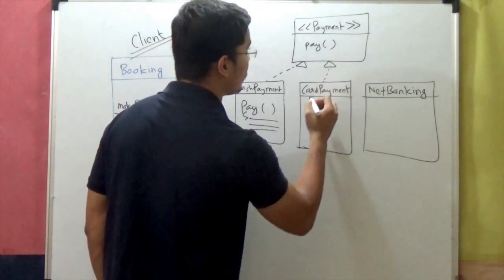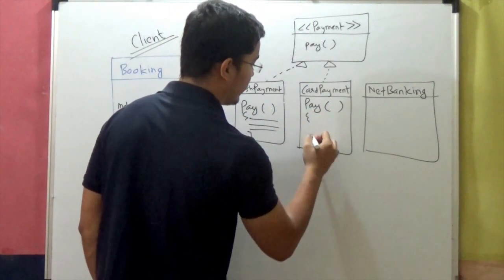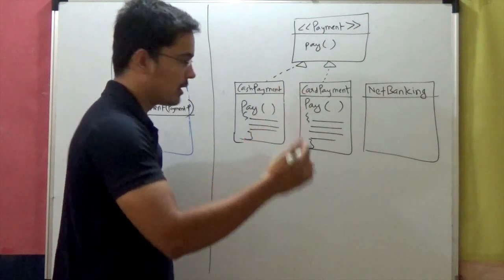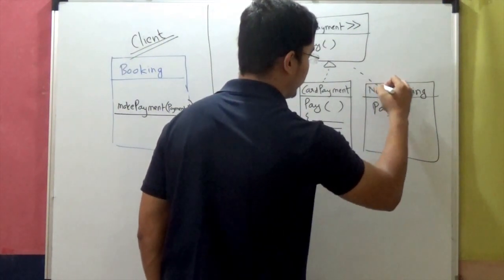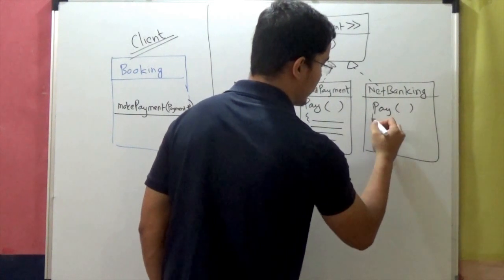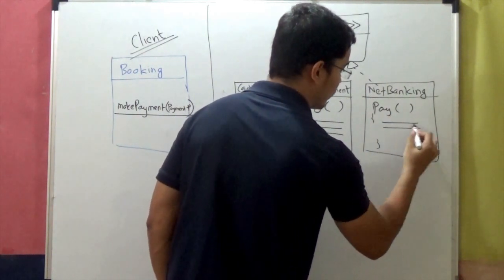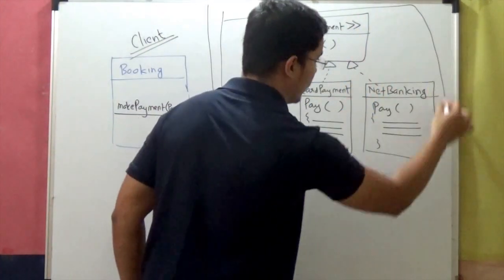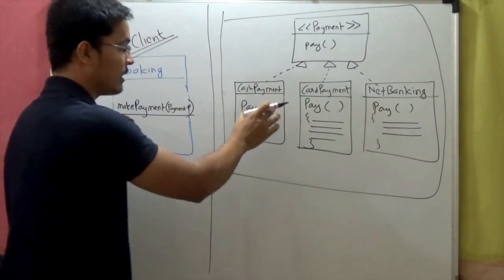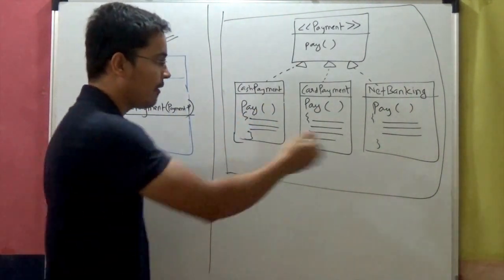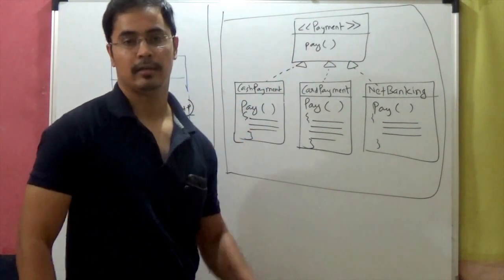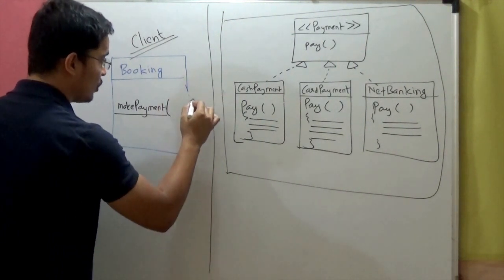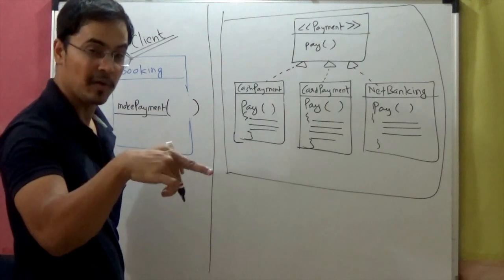Card payment will also implement the payment interface. It will provide its own way of doing payment, like saving card details and everything. And net banking will also implement this payment interface, and net banking will have account number, bank name, user ID, something like that. So this is a family of algorithms, while each algorithm is encapsulated into its own class. Why are they a family? Because they are adhering to a standard, that is the payment interface. And now here we will program to the super type, we'll program to the interface.